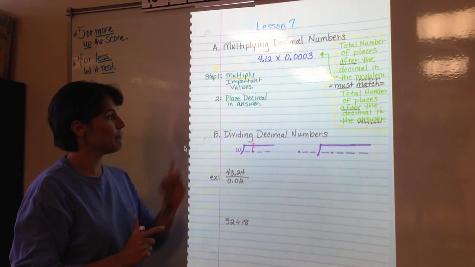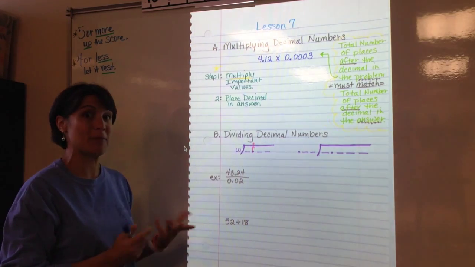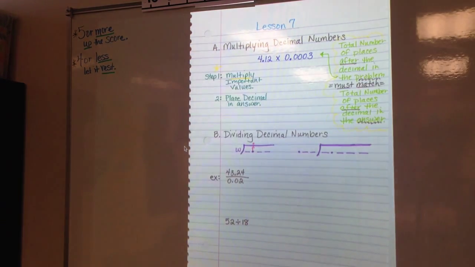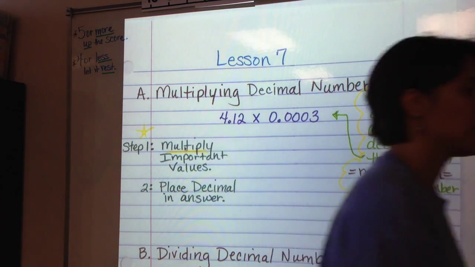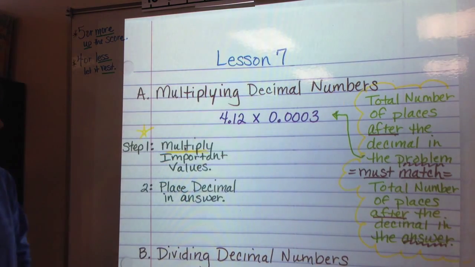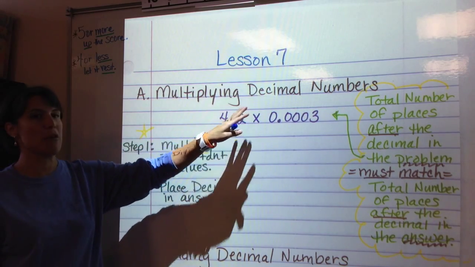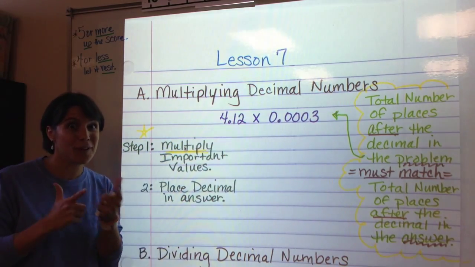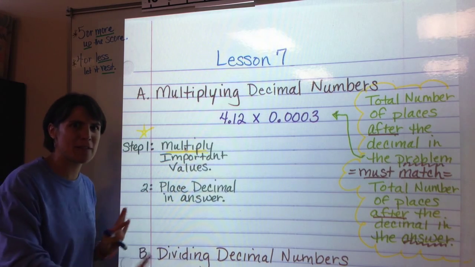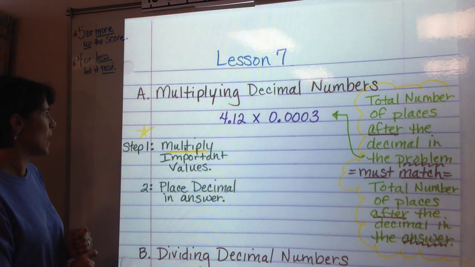Right, lesson 7 should take up about 1 page. Here's the top. All right, multiplying decimal numbers. Review, right? Good. Let's write this review in our notes.